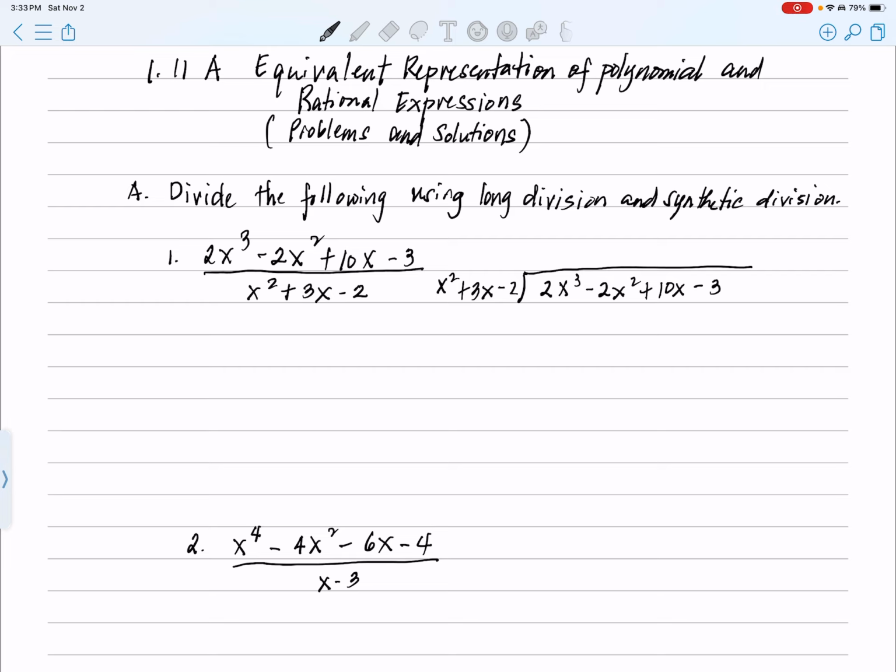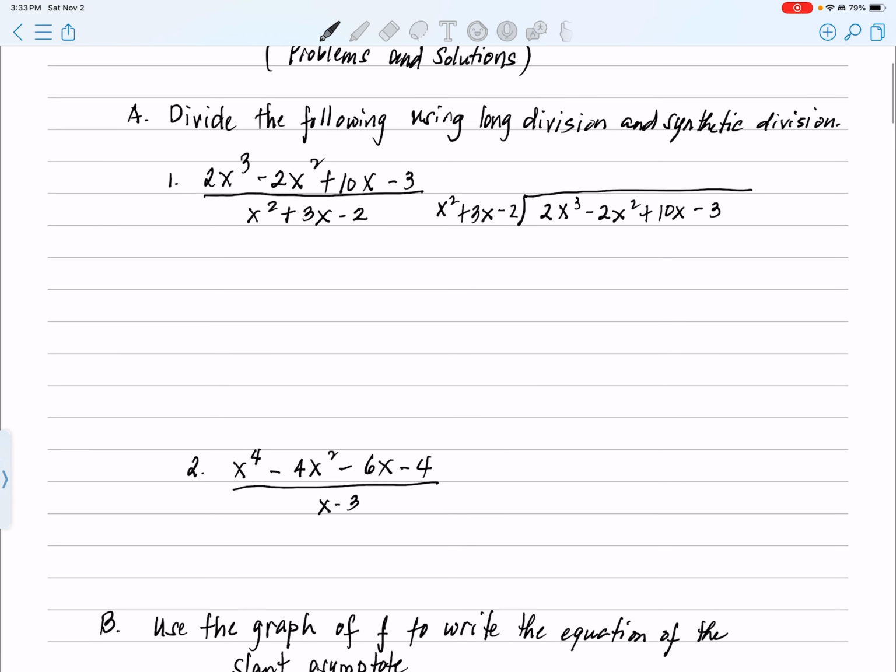Okay, let's start. The first step is to use the first term of your dividend divided by the first term of your divisor. So let's make our trial here: 2x cubed over x squared. What is left is 2x. You cancel out, then you have 2x. You write the 2x here at the top where the x to the first degree is located.